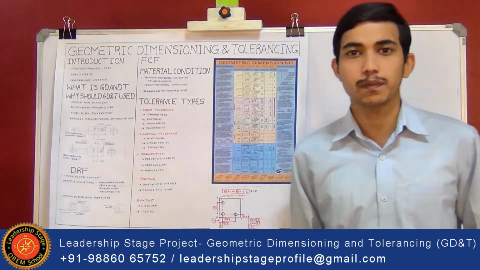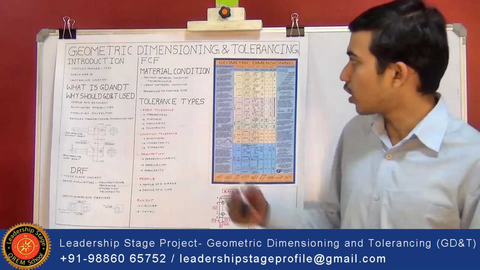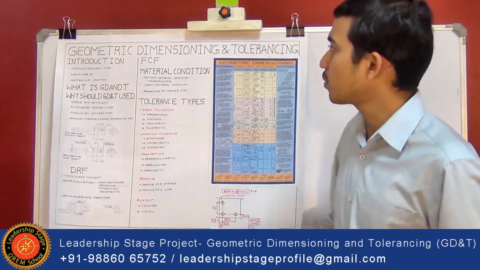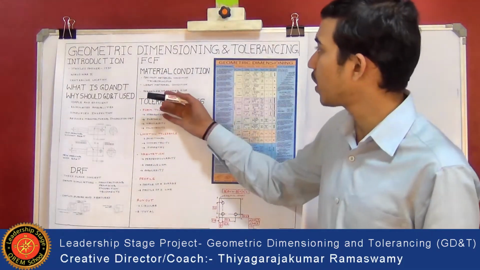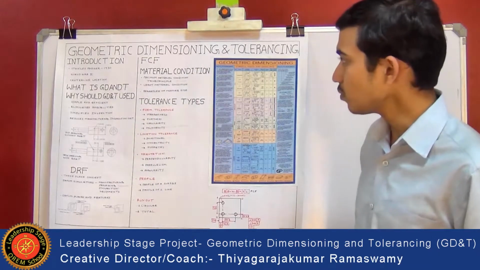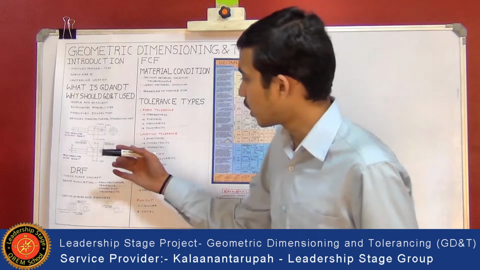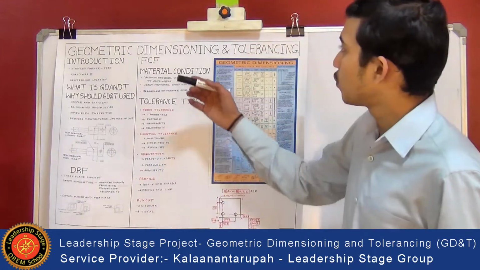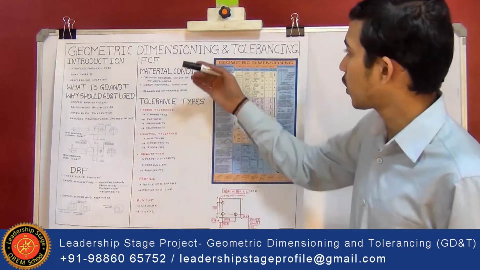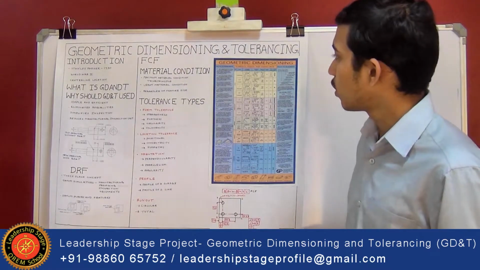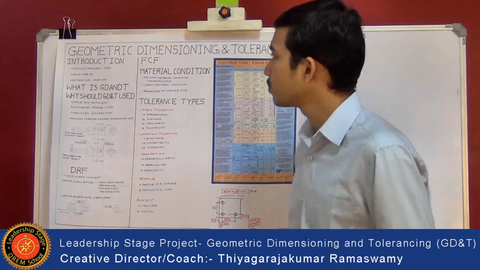In this presentation, I'm going to give an introduction to how geometric dimensioning came into existence, what is meant by GD&T, what the use of GD&T is, then what is meant by datum reference frame, feature control frame, then what the different types of material condition are, and what the different types of tolerance types are.